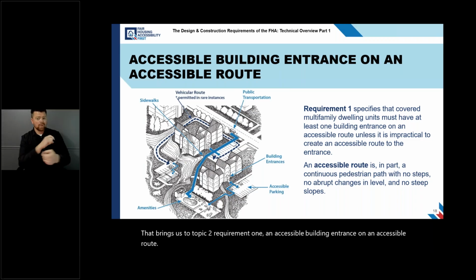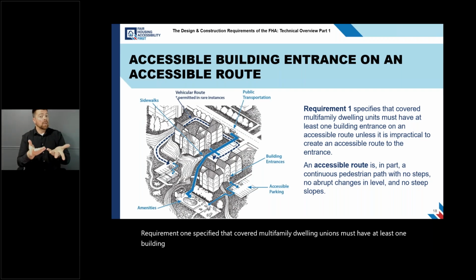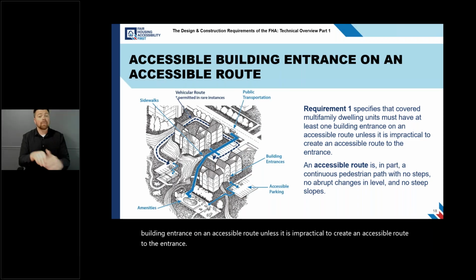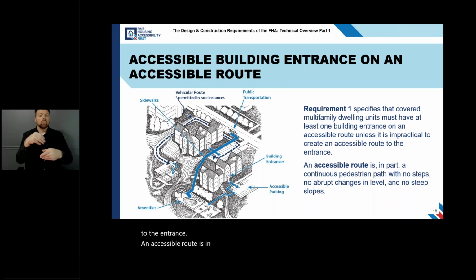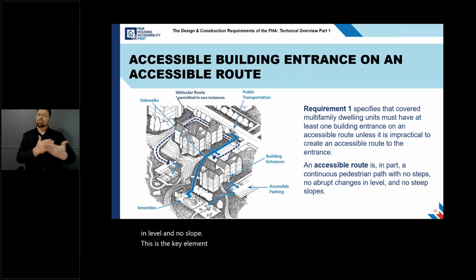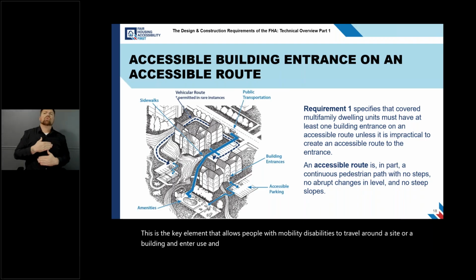Requirement 1 specifies that covered multifamily dwelling units must have at least one building entrance on an accessible route unless it is impractical to create an accessible route to the entrance. An accessible route is, in part, a continuous pedestrian path with no steps, no abrupt changes in level, and no steep slopes. It is the key element that allows people with mobility disabilities to travel around a site or a building and enter, use, and enjoy features that are available to all residents.